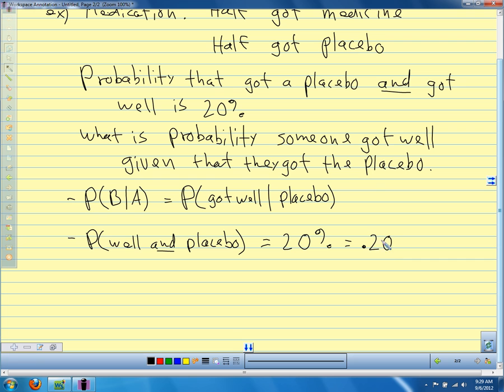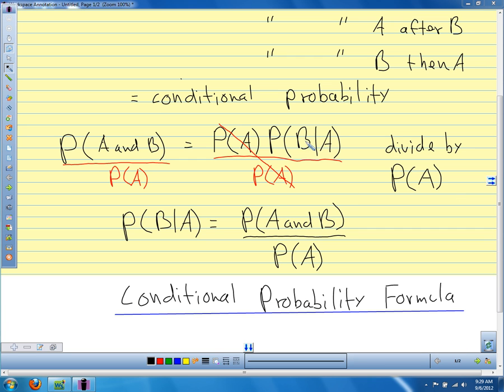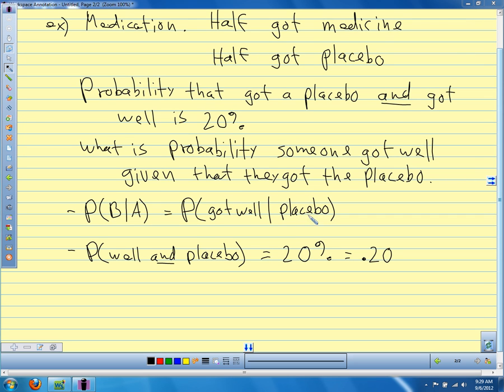And our conditional probability formula says we need the probability of this second thing. So let me look back at our formula. The probability of B given A is the probability of A and B divided by the probability of A. The probability of the second thing in our conditional probability symbol. So in our problem, the second thing, the given thing, is placebo. So what's the probability that someone got a placebo? Looking at our problem, how many of the patients got the placebo? 50%. Half of them got the placebo. So the probability that anyone got a placebo was 50%, or 0.5.